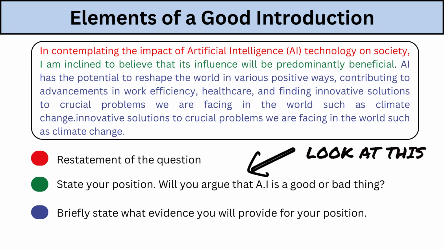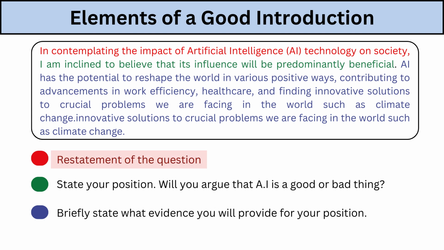I've color-coded them for you here. Our first statement in red is the restatement of the question. It signals to the examiner that you have understood the question. Next, in green, you need to outline the position you will be taking since this will frame your argument. Finally, in purple, you will need to briefly state what evidence you will provide for your position going forward.